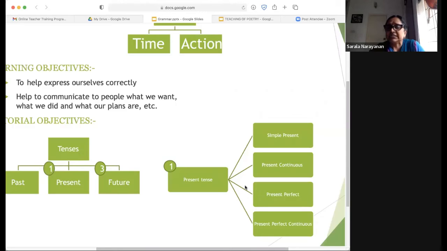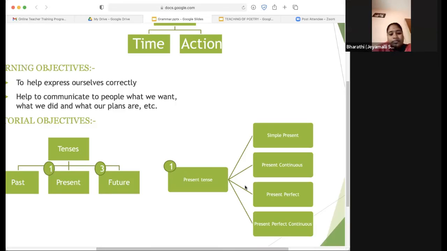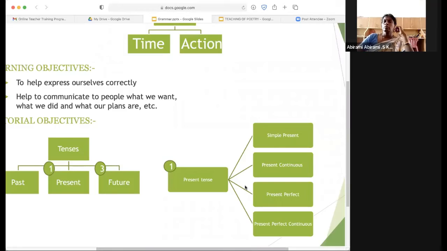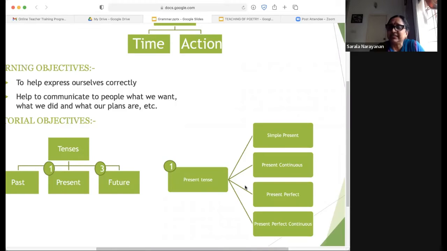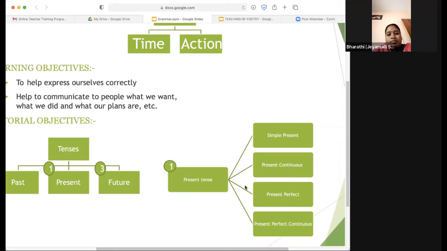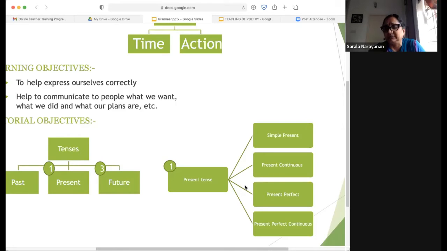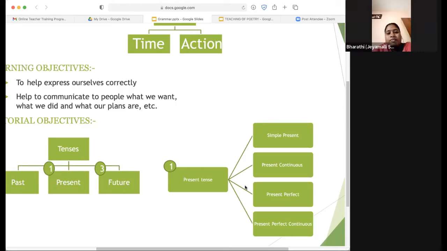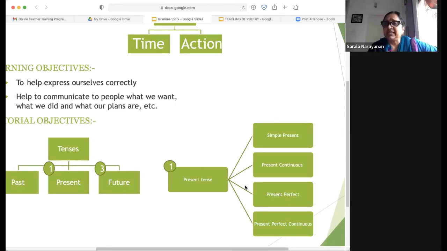Why? Because some simple present tense can also indicate future. When we use the words to be, going to, for planned action. When I say she is going to be a doctor, actually going is present tense. When you take the verb going, it is present tense. But is it happening now?